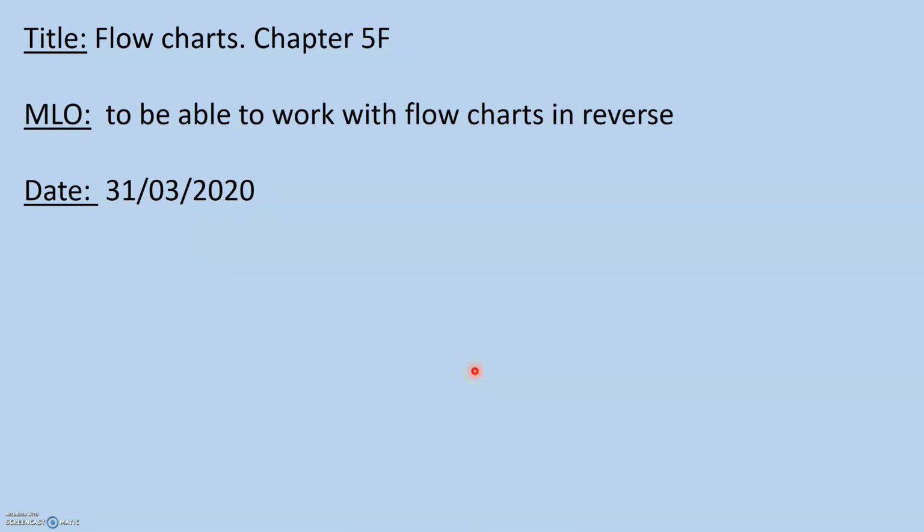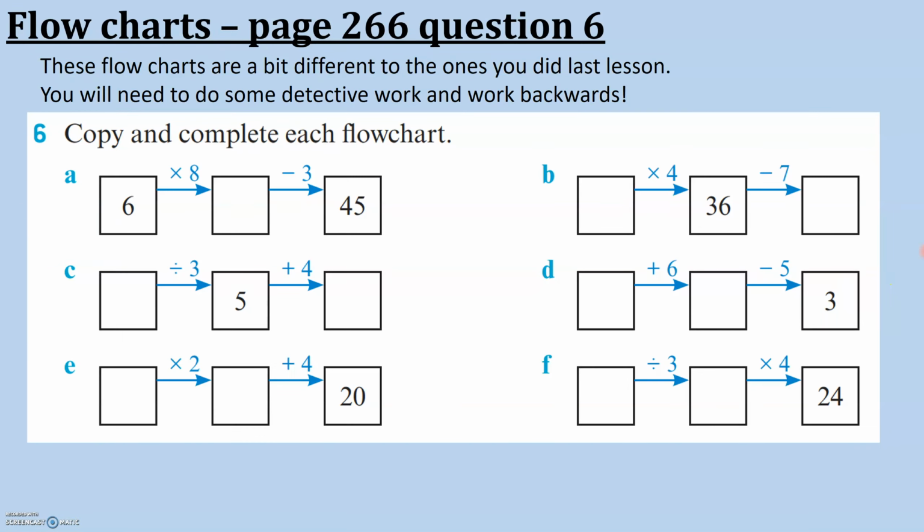G'day students. Today we're looking at flowcharts again, but what's a little bit different about today's work is we're going to be looking at working backwards through a flowchart. And probably the easiest way to show that is just to move right into it. Alright, so have a look at these flowcharts. Now they're a little bit different from what you did the other day. And what's different about them is, well, this first one's pretty straightforward. So 6 8s are 48. That's exactly the skill you were using yesterday.